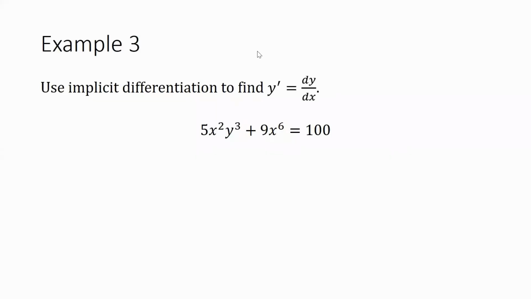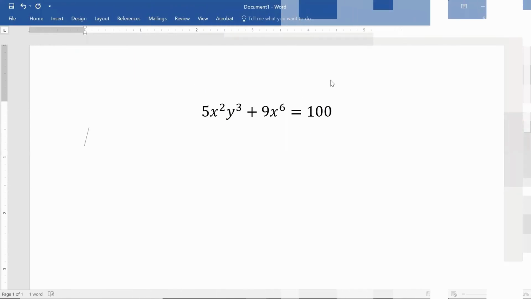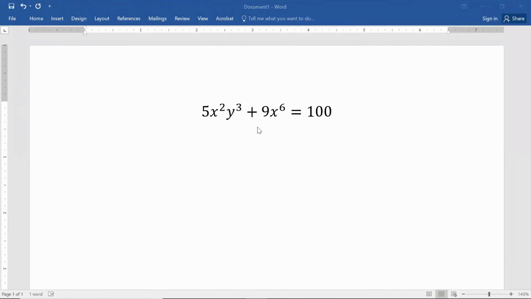Let's go ahead and do another example. In this example, we're going to find the derivative, the y prime, using implicit differentiation, and we're going to find that of this equation, 5x squared times y to the third plus 9x to the sixth equals 100. Here's the equation of our whatever the graph happens to be. I don't actually know what it is at this point, but we can figure it out. So 5x squared, y to the third, plus 9x to the sixth equals 100.